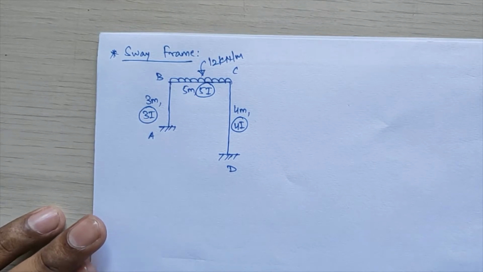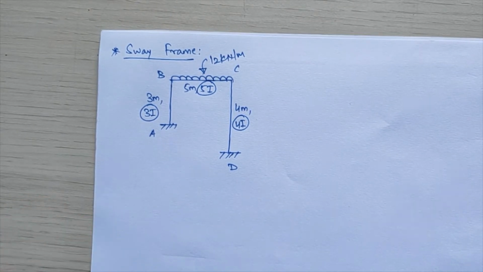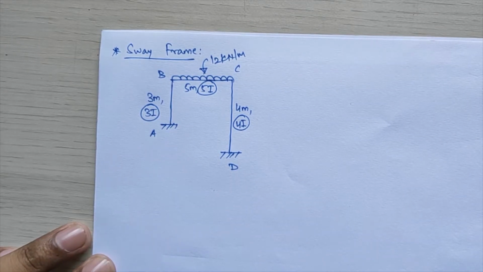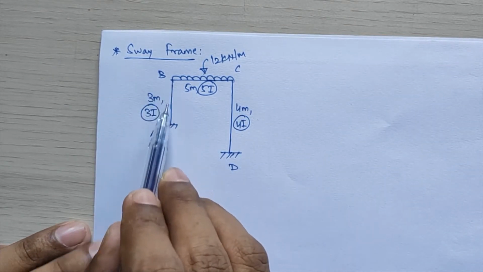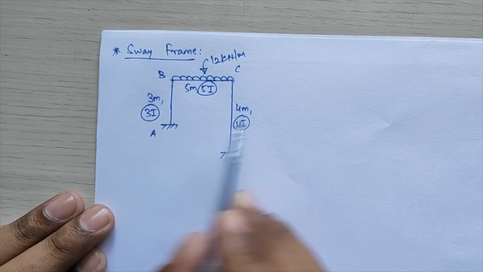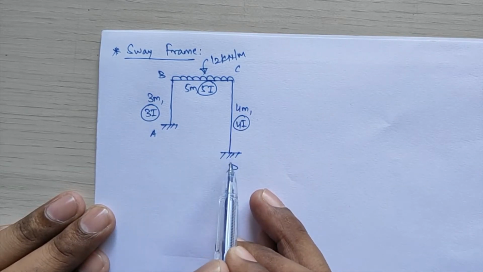Hello everyone. In today's lecture, we will see the numerical for the sway type of portal frame. I have considered one example, a portal frame ABCD, whose length of column AB is just 3 meter and length of column CD is 4 meter.